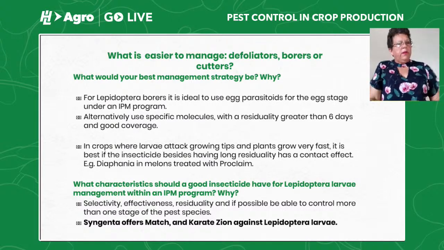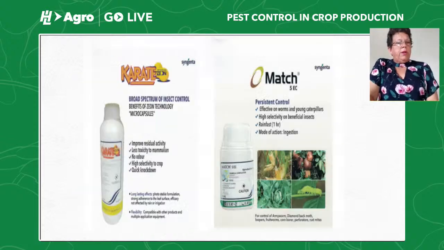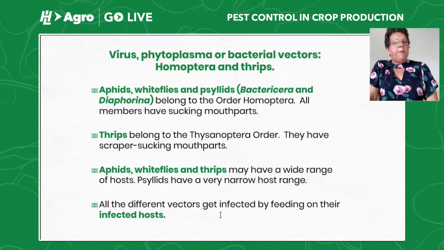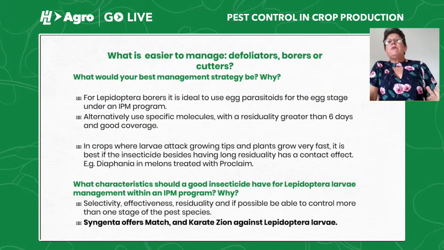effect. What characteristics should a good insecticide have for Lepidoptera larvae management within an IPM program, and why? You need selectivity so that you can save your natural enemies. You need effectiveness. You need residuality. And if possible, you need to be able to control more than one stage of the pest species. What stages can you control? Egg and larvae at the same time when you have residuality.